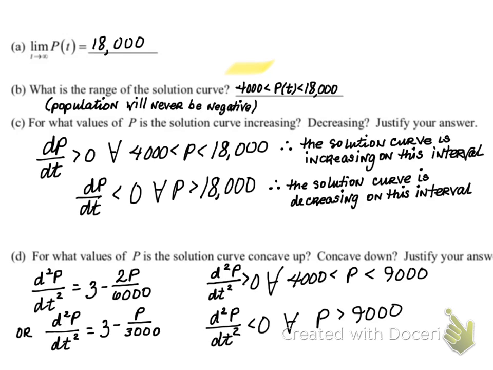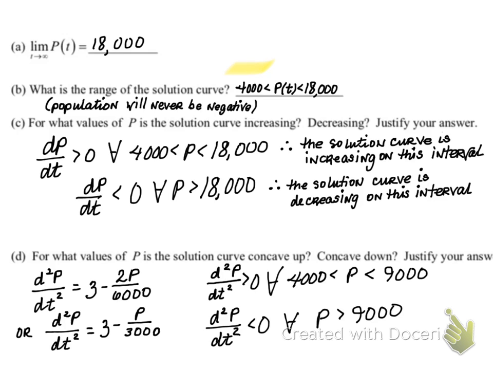It then asks for what values of P the solution is increasing, decreasing, and to justify your answer. The solution is increasing based on everything that we factored previously on the page, which you should be taking notes on. It shows us that it will be increasing between 4,000 and 18,000 and decreasing when your population is greater than 18,000, because from 18,000, your population is going to decrease.